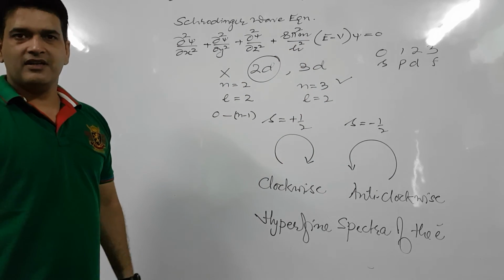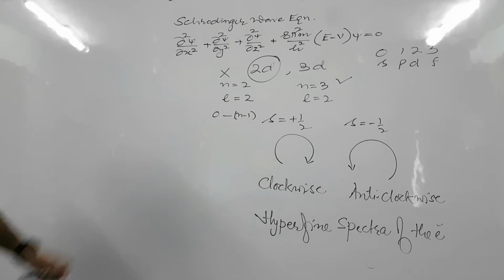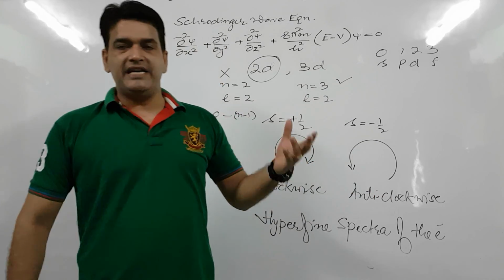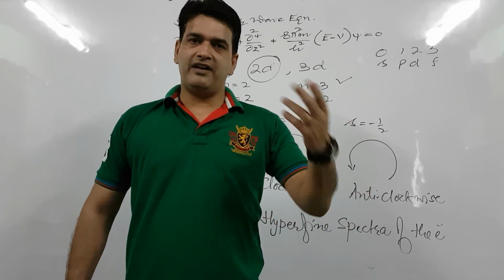So this is all about the quantum numbers, and they are very helpful as they tell us the complete address of the given electron.